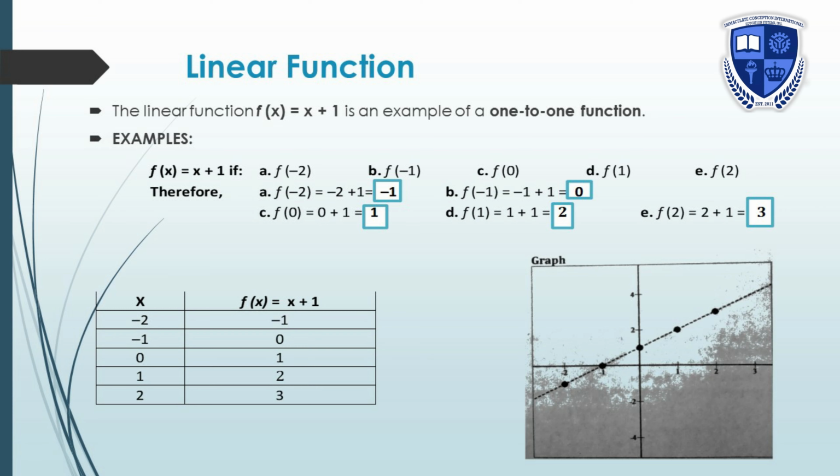Another class. Letter C, 0 plus 1 is equal to 1. So, yung ating value para sa x, yun po ay 0, then yung answer natin na 1 ay nasa y. Letter D, 1 plus 1 is equal to 2. So, another, yung 1 po natin na nasa x, then yung answer po natin na 2, yun po ay nasa y. Then, the last letter E, 2 plus 1 is equal to 3. So, yung ating 2, yan po yung x-axis, then yung 3, yan po yung ating y-axis.